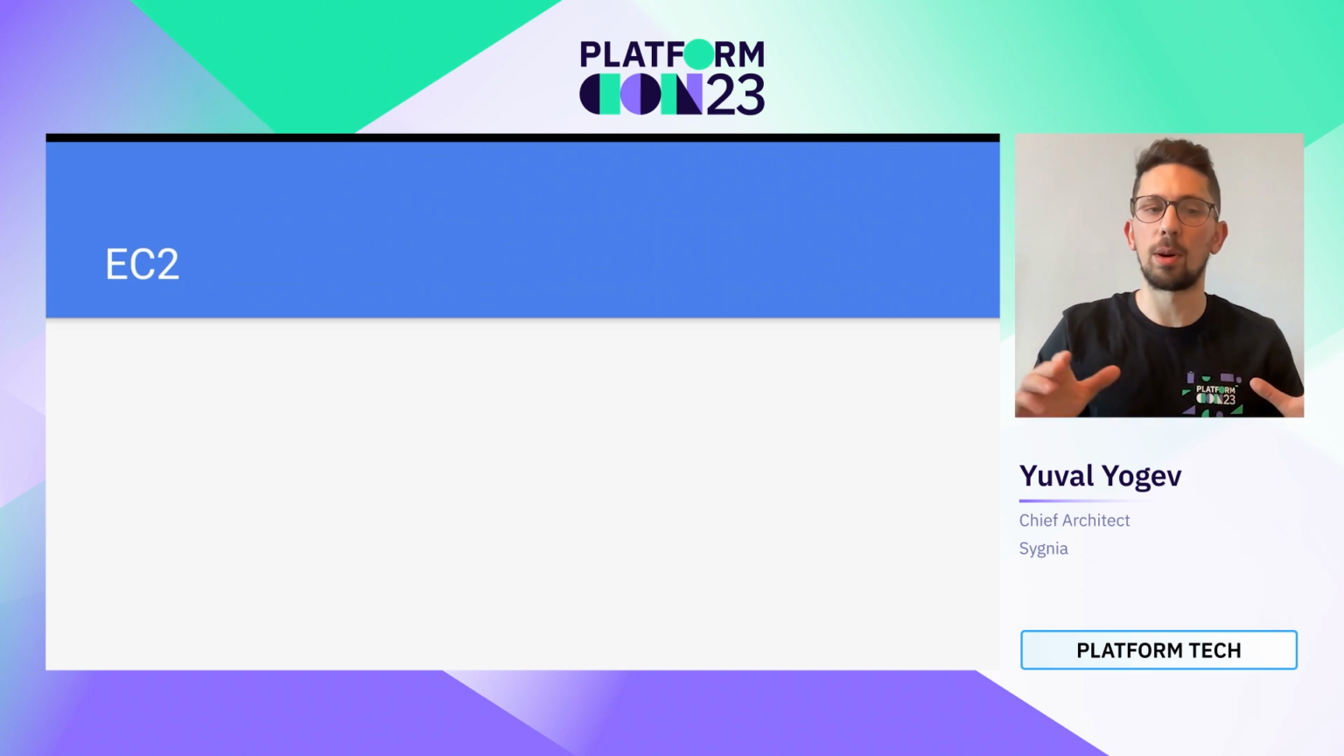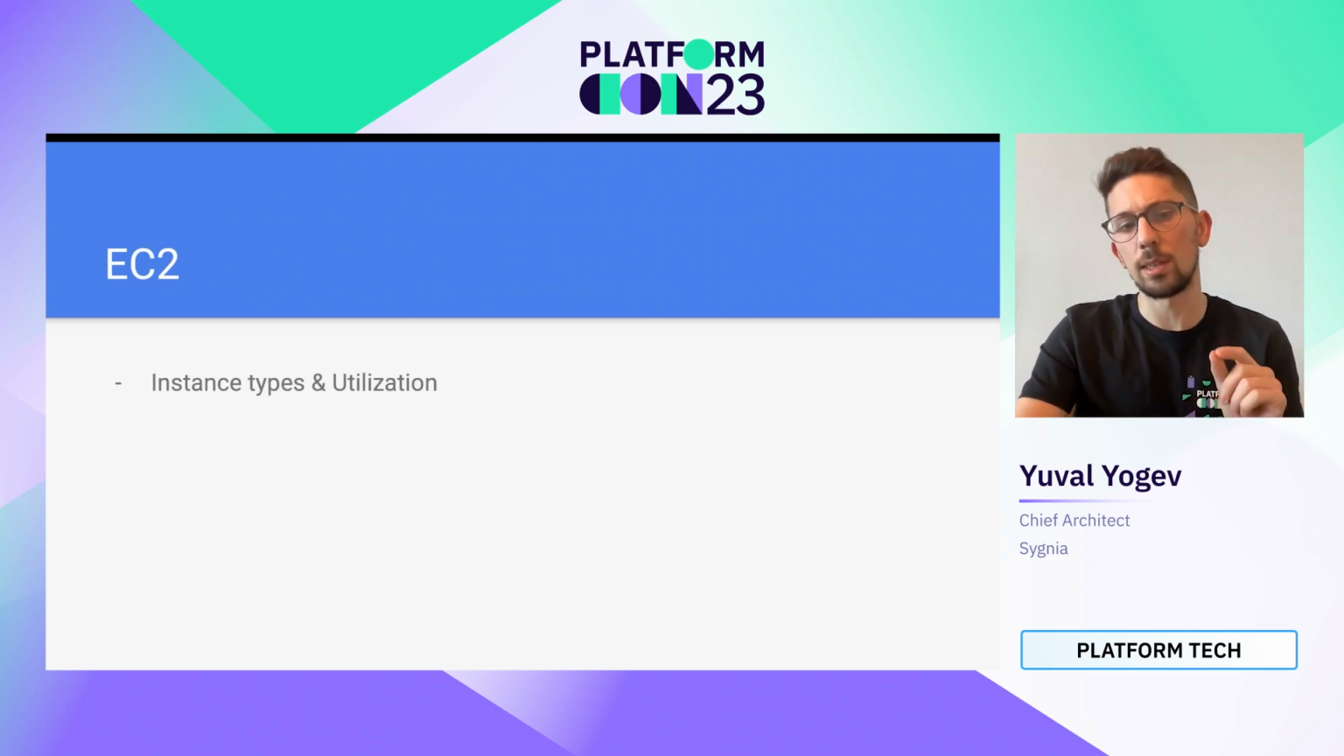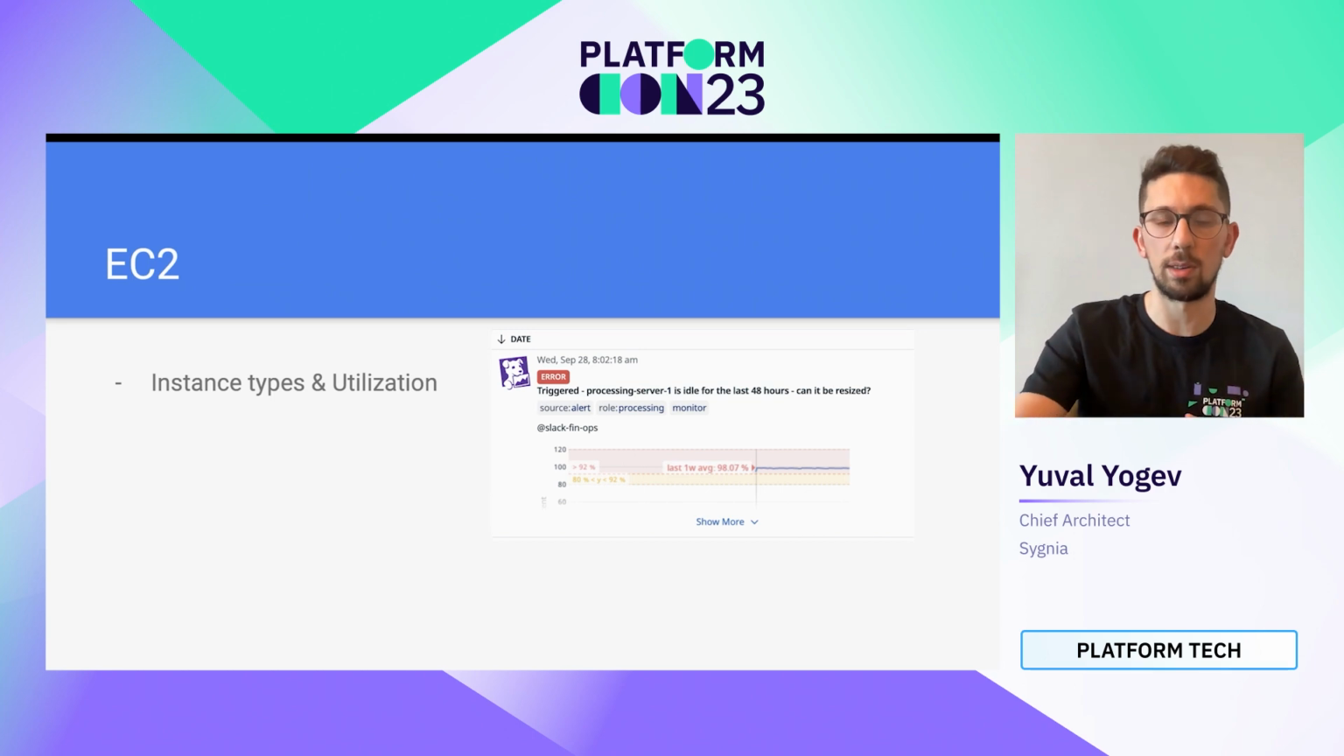So the first thing, and probably this would appear at the top of your bill, is EC2. The first thing to get right is instance types and utilizations. Making sure you choose the right instance types for your application and making sure that they are utilizing the money correctly. What we like to do is actually define Datadog alerts to understand if we have servers that are underutilized.